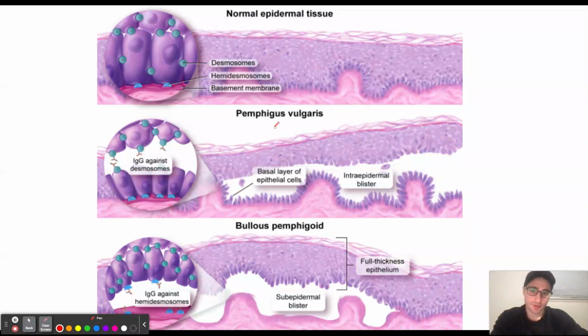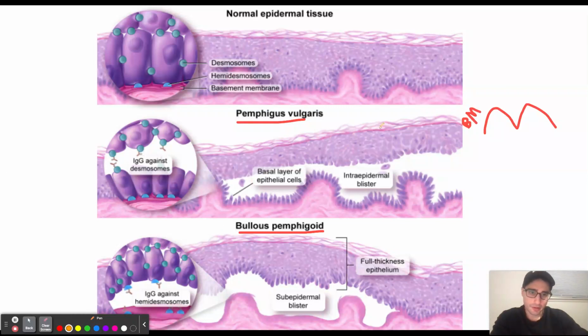Hello everyone, in this video we're going to be discussing Pemphigus vulgaris and Bullous Pemphigoid. Now in order to understand these two diseases, we first need to understand the histology of the skin. Now imagine that this is the basement membrane. Let me label this with BM. So this is the basement membrane.